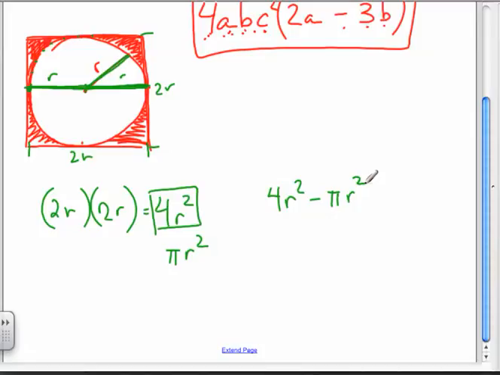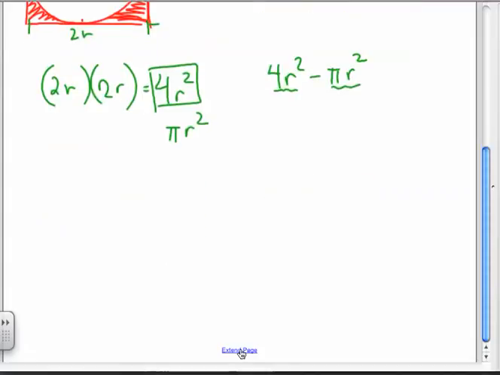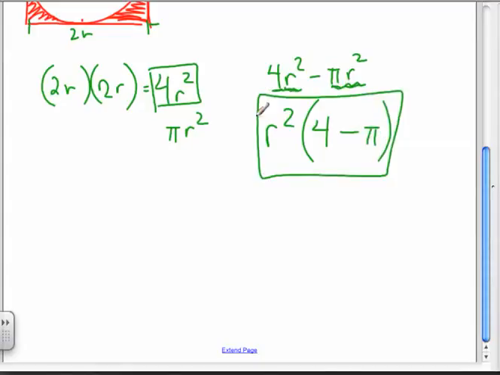And guys, since we've been factoring in this section, we're also going to factor here. Both of these terms have an r squared in common. The numbers don't have anything in common. 4 and pi don't have anything in common. But r squared and r squared, I can pull that out front. R squared times what gives me 4r squared? Well, 4. R squared times what gives me negative pi r squared? Negative pi. Okay? And that's my answer factored.